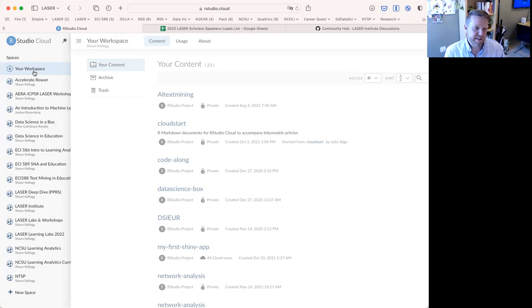Also, because I am paying for this out of Laser Institute funds, I have the settings set up for minimal CPU and RAM use. So things will run a little bit slower than they would on RStudio Desktop. The advantage of RStudio Desktop is it's rarely ever buggy, it's going to run as fast as your computer runs, and it's going to have the full resources of your computer.